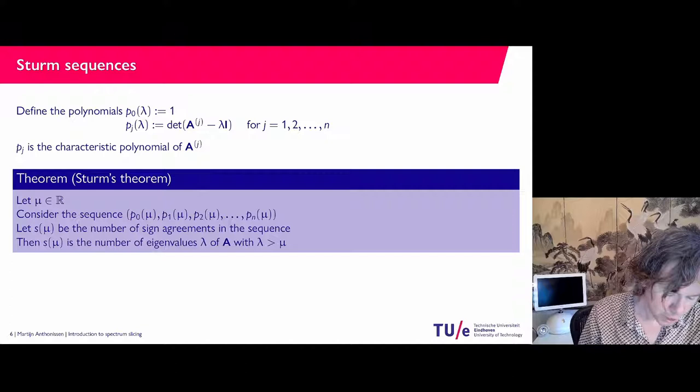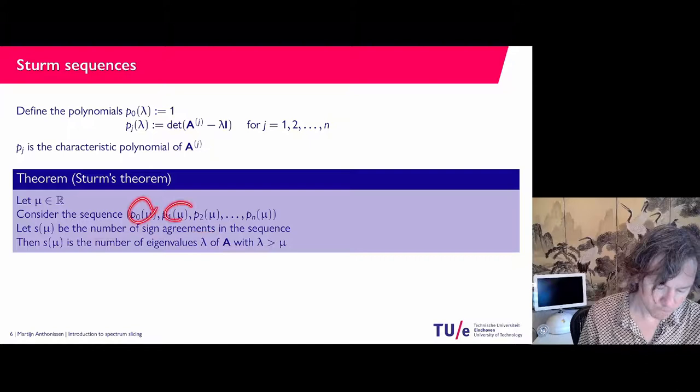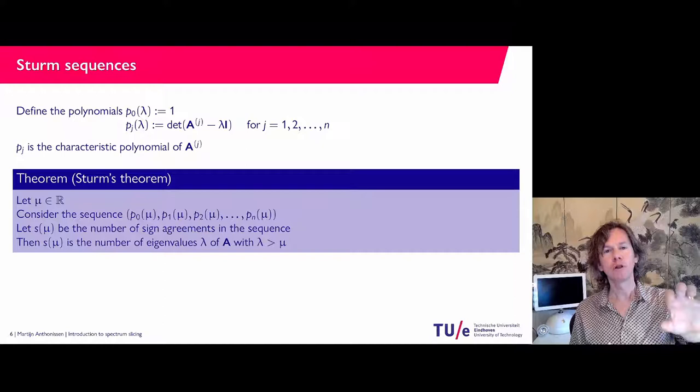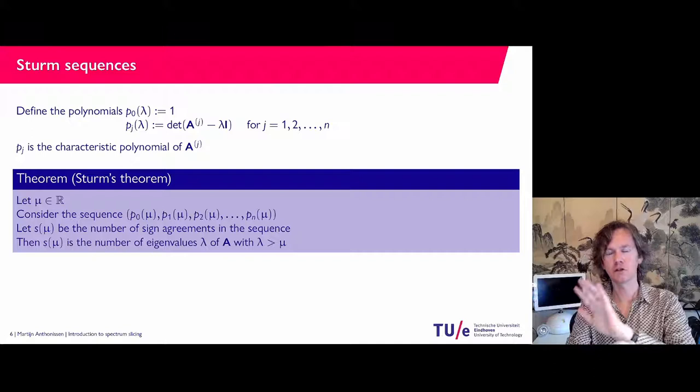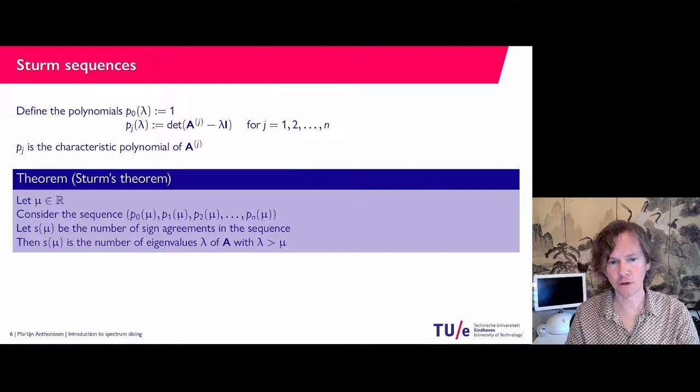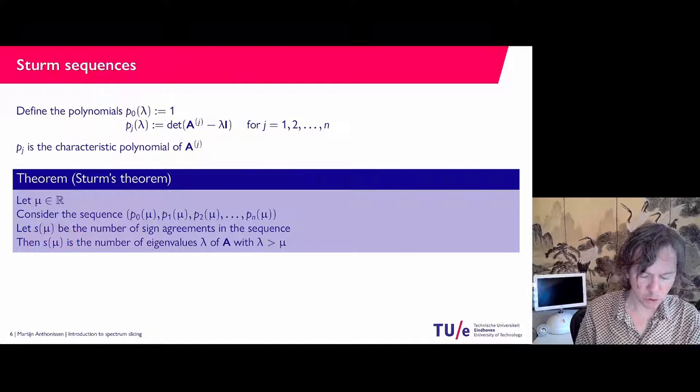So you have a list of numbers here, and they are positive or negative, or 0. And if you go from plus to plus, that's a sign agreement. If you switch from plus to minus to plus, then you do not have any sign agreements. Plus plus plus is 2 sign agreements. So you count the number of sign agreements in this sequence, and then apparently this number is the number of eigenvalues that our matrix has that are located to the right of mu.